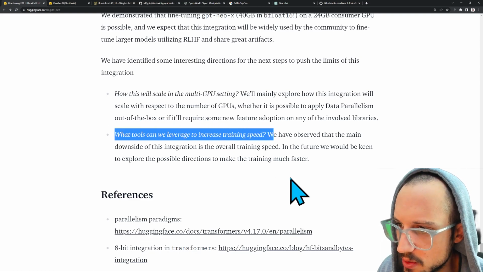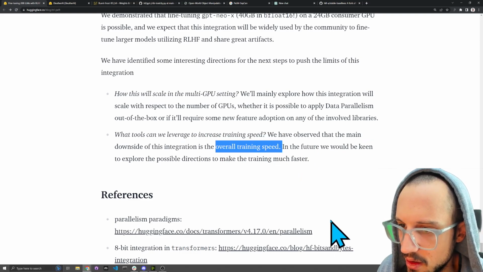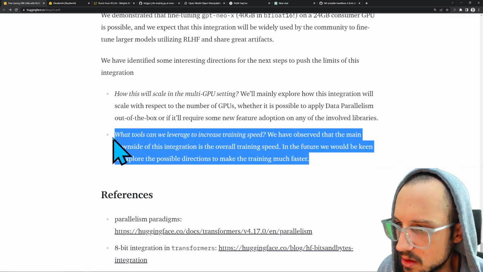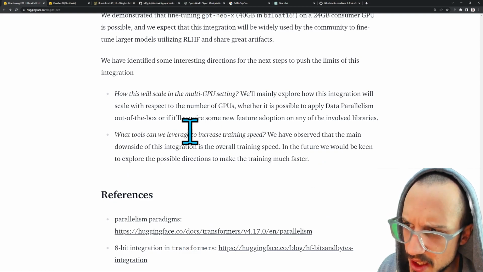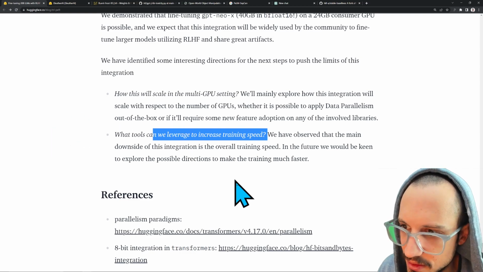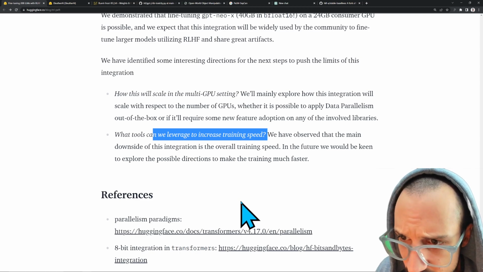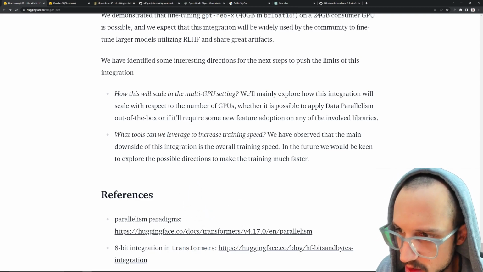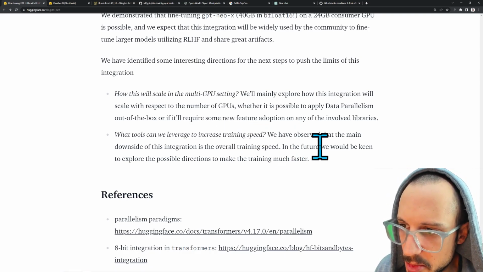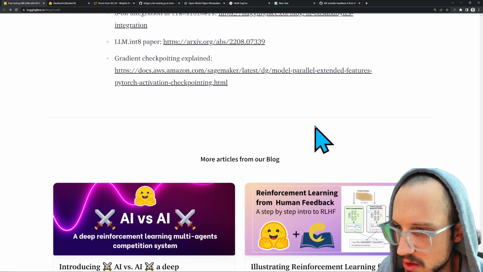What tools can we leverage to increase training speed? We have observed that the main downside is the overall training speed. In the future, we would be keen to explore the possible directions to make training much faster. Lots of different ways to increase the training speed. One common one is just make the learning rate higher. But that's not great either, because then you're kind of overshooting. Increase the batch size, use a different optimizer, do some kind of distillation. There's a lot of different techniques that people have come up with to increase the training speed, but all of them come with their own trade-offs, and they introduce additional complexity.